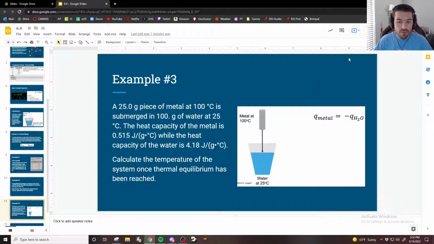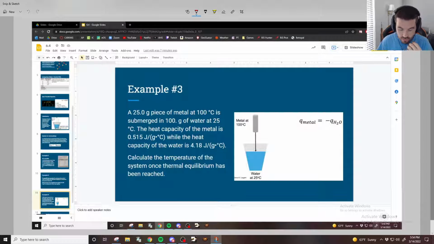This is going to be the final one that I do on these. Actually, we'll see how it goes, and then I might have to do one more. We've got a 25-gram piece of metal at 100 degrees Celsius, submerged in 100 grams of water at 25 degrees Celsius. So 25 grams at 100 Celsius, 100 grams at 25 Celsius, putting the metal in the water.